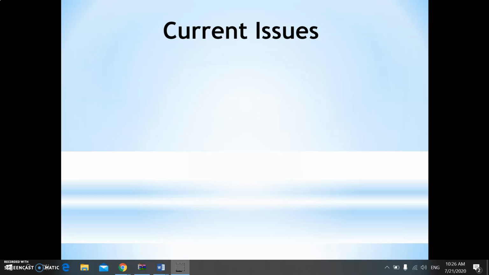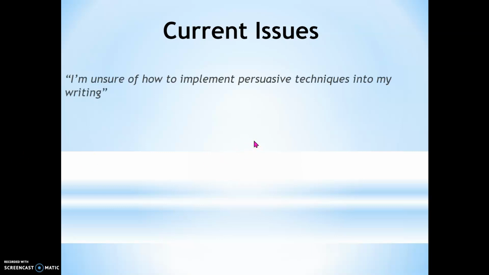So one of the issues that I've been hearing people say is I'm unsure of how to actually implement persuasive techniques into my writing. And this is pretty common because we are quite used to writing essays, or we're used to the academic writing style, that we forget how to actually implement persuasive techniques and how to make our writing sound interesting so that your reader doesn't fall asleep while reading your persuasive review. So some solutions that I have for you, okay?